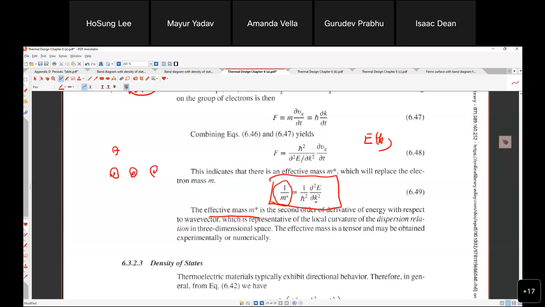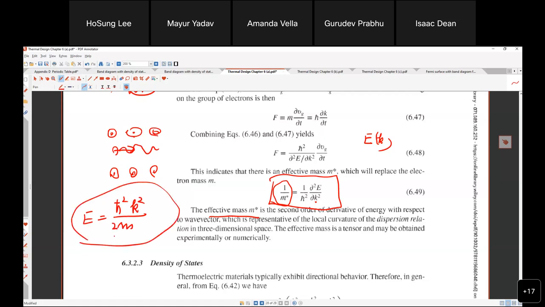Because the electron is moving around and there are atoms, the energy is totally different. There is a potential. The electron is affected by the atoms. So the motion is not just one dimensional. It's so complicated because of the electron, Coulomb forces. It's very complicated. So it's not just the electron with K square over 2m. No, this is not working.